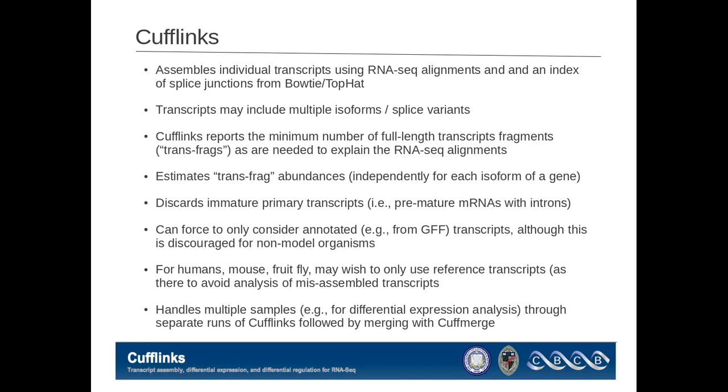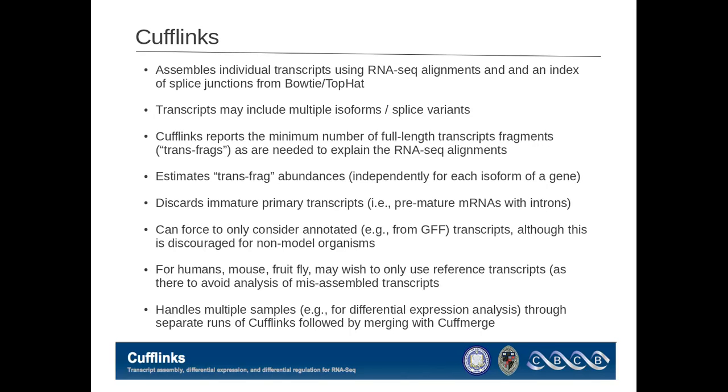So with Cufflinks you can also force it to only consider the transcripts that are annotated, although in non-model organisms this is discouraged, simply because there are likely to be many transcripts in the cell that have yet to be annotated. And then they relax this sort of best practice for humans, mouse, and fruit flies, which are probably the best annotated genomes. At this point, 3 or 4 years after doing RNA-seq heavily in these species, we probably finally have a fairly good sense of the full transcriptome under various conditions.